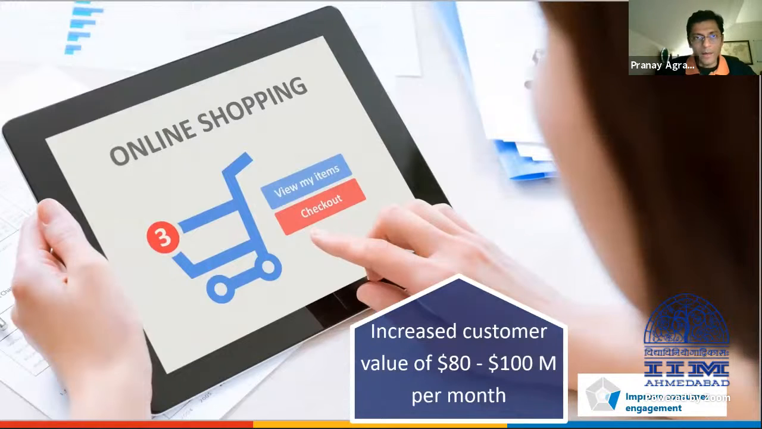Okay. I want to move to the second area, which is this idea of improving customer engagement. And as we all know, through this pandemic, but over the last 15 or 20 years, and especially in the last year, the amount of customer engagement on digital platforms has shot up dramatically, both in terms of e-commerce as well as in terms of customer service.